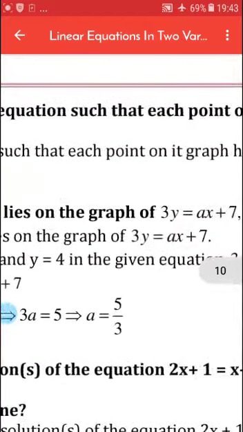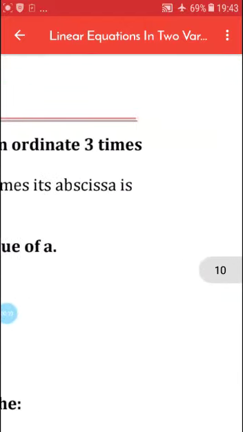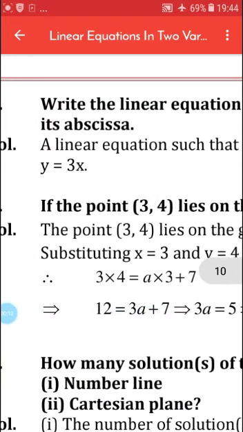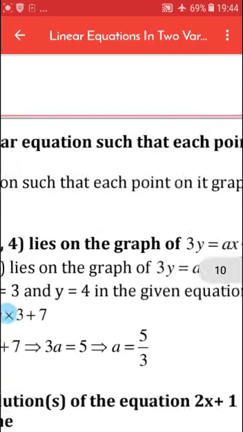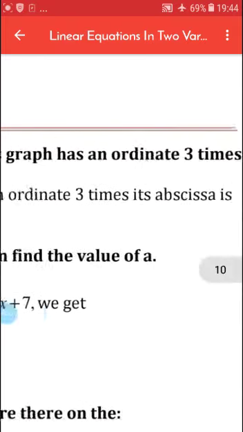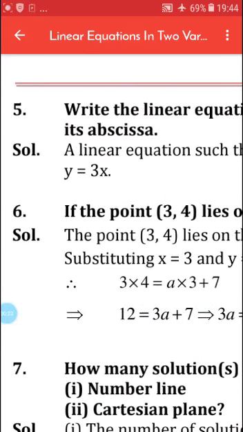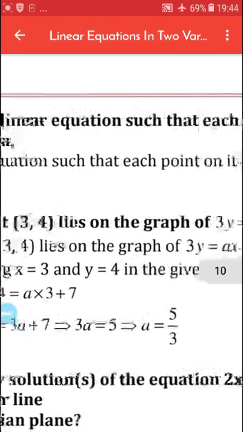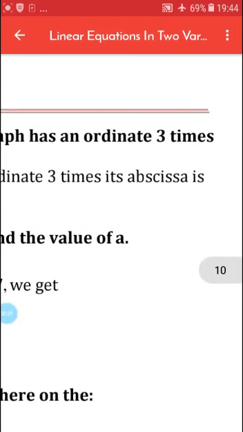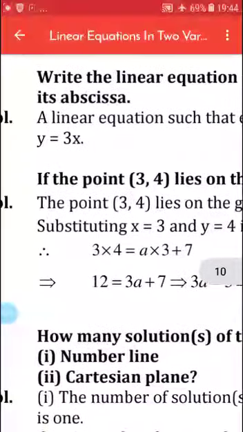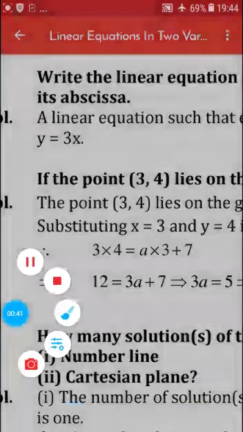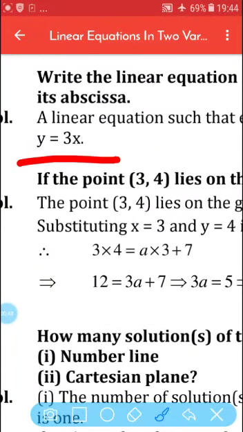Write the linear equation such that each point on its graph has an ordinate 3 times its abscissa. So we know that abscissa is what? Its x coordinate. So we can write a linear equation such that each point on its graph has an ordinate 3 times its abscissa. So ordinate is y, and abscissa is x, 3 times. So that is y equals 3x. Is that okay? Now our next question is what?